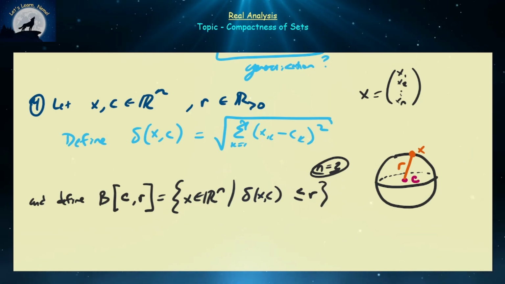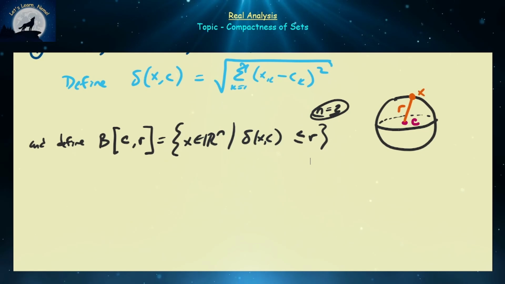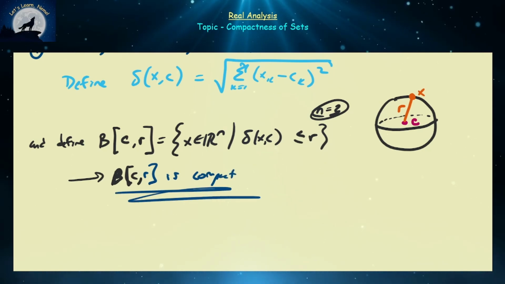So it's not just the points on the boundary or the surface of the sphere, it also contains all the points within the sphere as well. So you should be able to see that this closed ball or this closed sphere also is a compact set. So one can show that B_r(c) is compact, right?